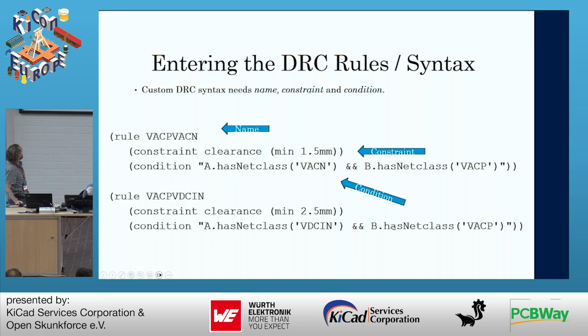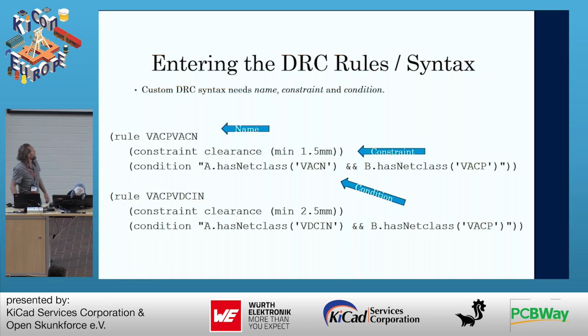Let's take another example. You have one element that is a member of the VDCN class, and another that is a member of the VACP class. That's a condition. Whenever that happens, you set the constraint that the clearance between those two is 2.5 millimeters. Again, that number is taken from the spreadsheet that we created. And then you give it a name that you find suitable. It's good to give it a name so you can recognize what's going on.